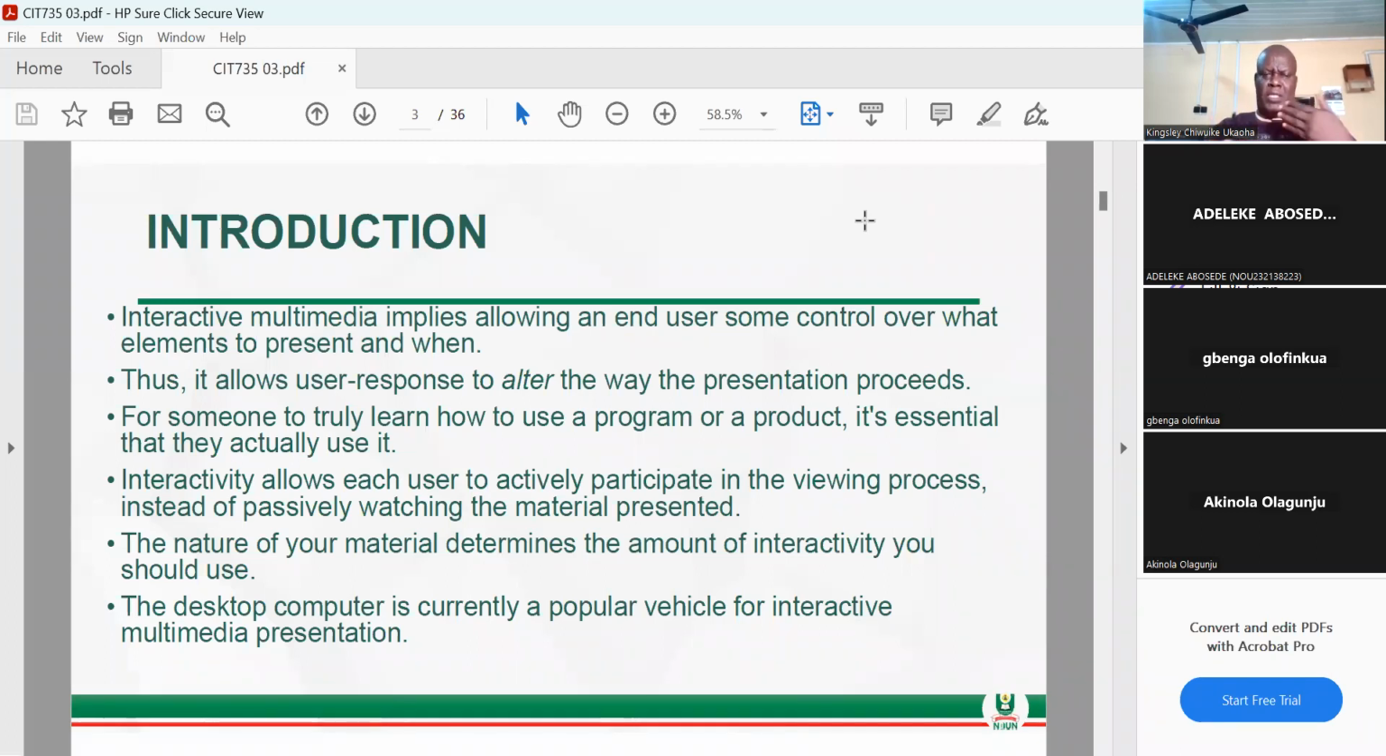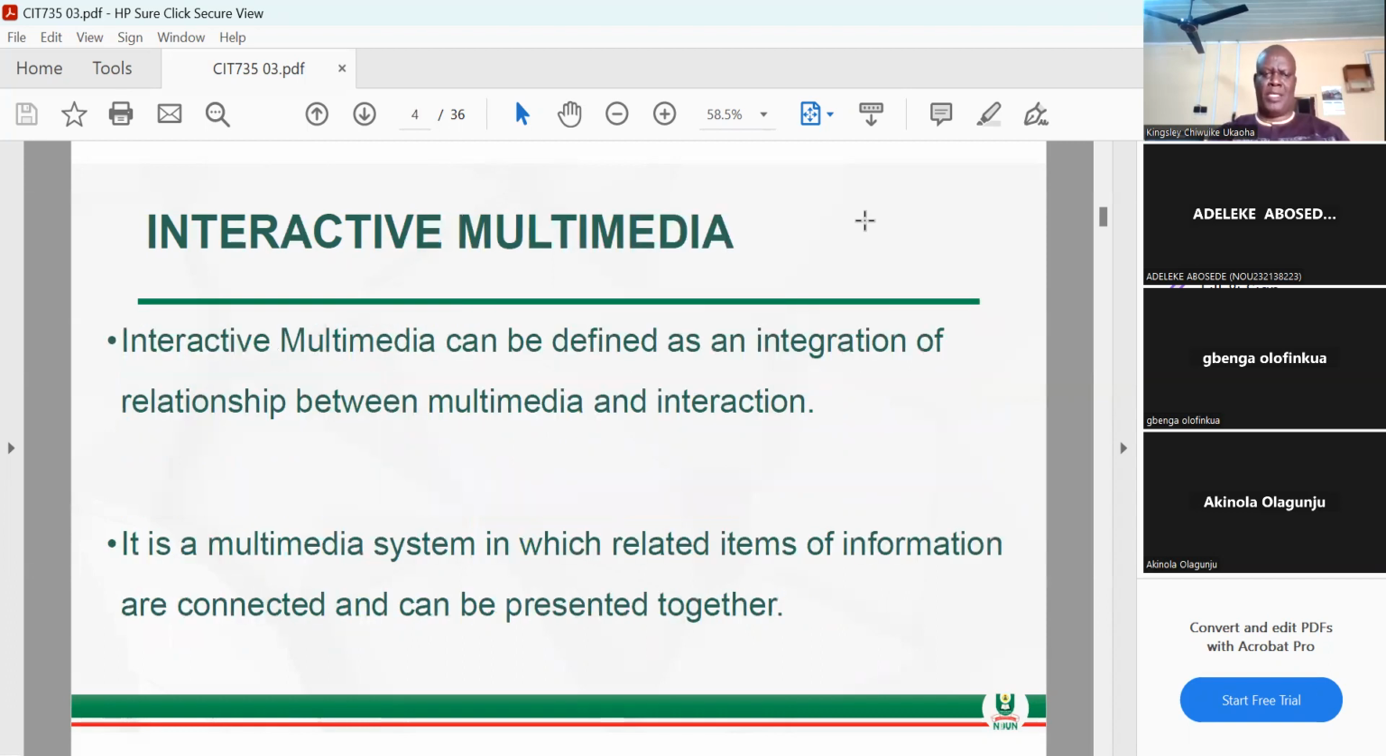So interactivity allows each user to actively participate in the viewing process instead of passively watching the material presented. As the material is being presented to you, you can control what is presented, you can adjust it, and you may say, oh, let me increase the volume, let me make the picture clearer, let me record it, let me pause it, let me fast forward it. So the nature of your material determines the amount of interactivity you should use. The desktop computer is currently a popular vehicle for interactive multimedia presentation.